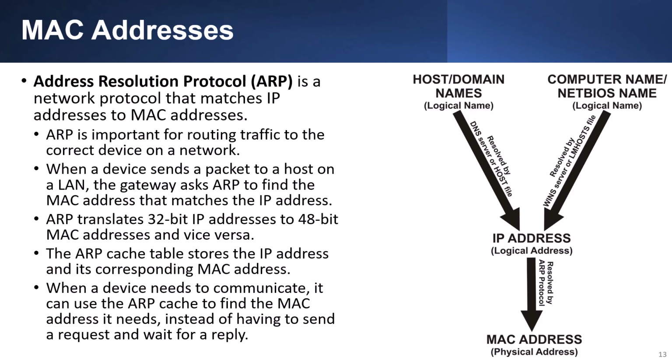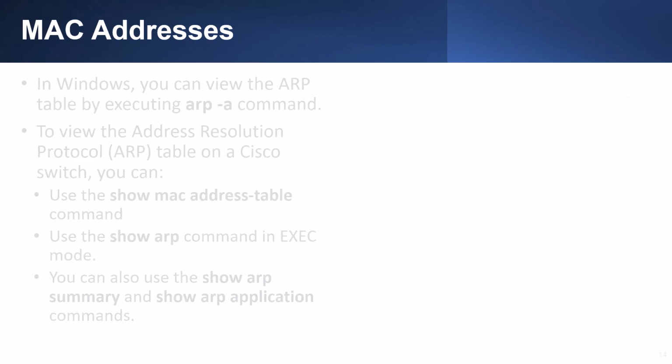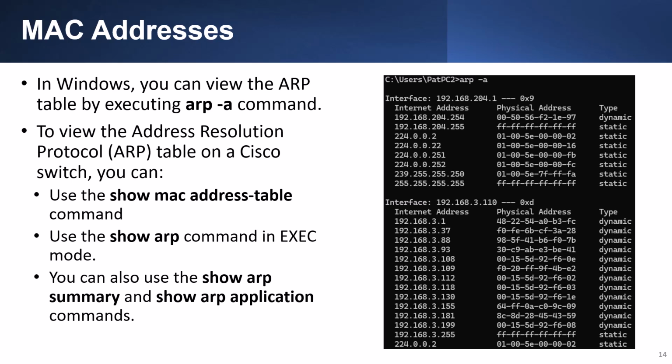The ARP cache table stores the IP address and its corresponding MAC address. When the device needs to communicate, it can use the ARP cache to find the MAC address it needs, instead of having to send a request and wait for a reply. In Windows, you can view the ARP table by executing the arp -a command.